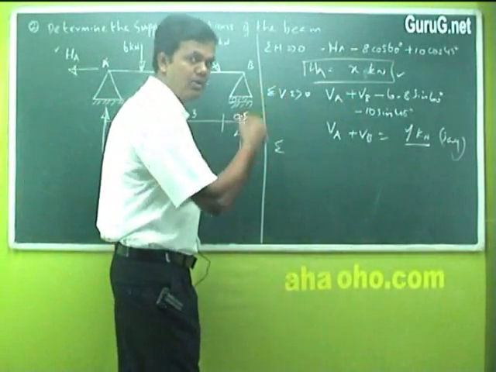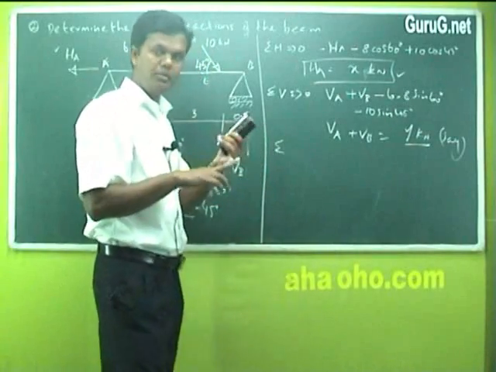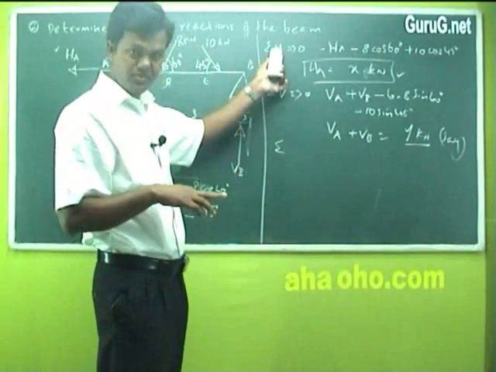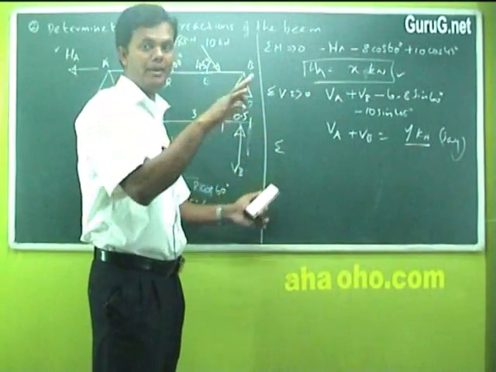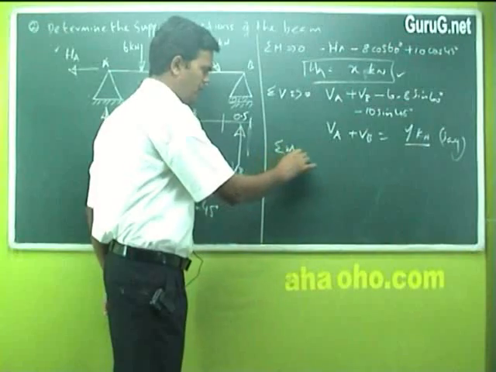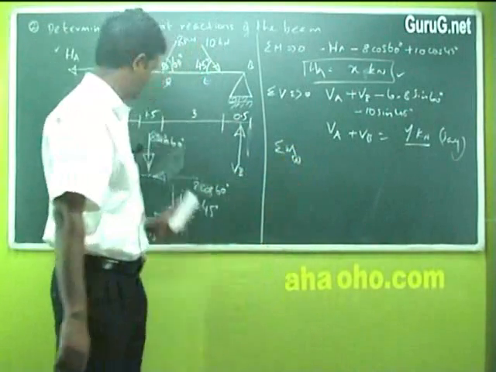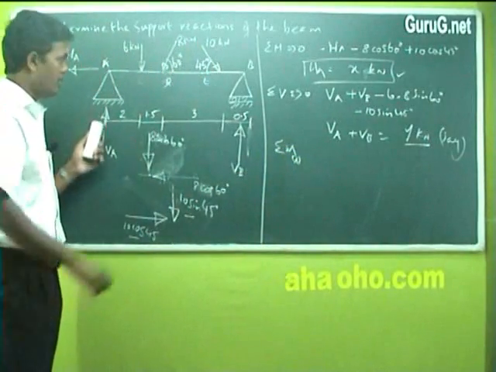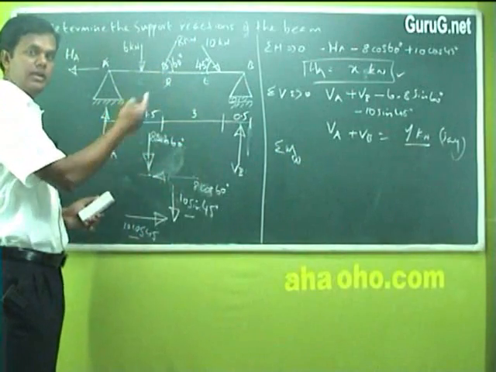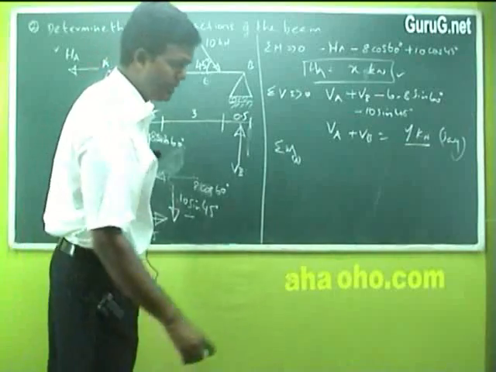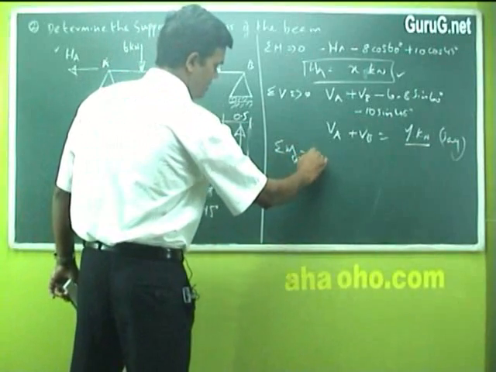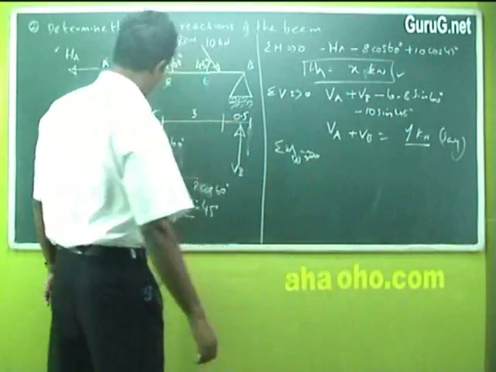The equilibrium condition is based on sigma H, the summation of horizontal forces, sigma V, the vertical forces, and the moment. So take moment about any point, suppose point A. For the moment, you take all the forces, multiply by the perpendicular distance, and take the moment. Is it clear? Now sigma M is equal to 0, what will you do?